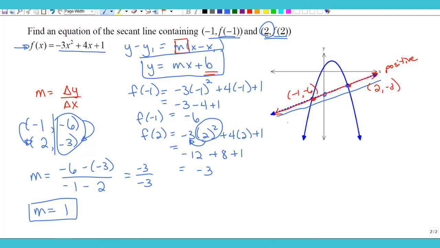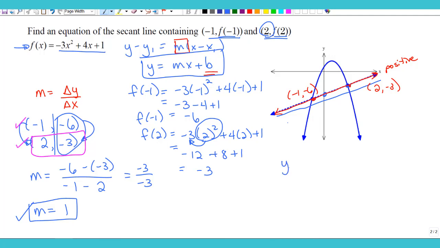Well, my point-slope formula says I need a slope and a point. Which point? Do I use this one or this one? It does not matter. Just pick. I think I'm going to pick this one. It has a few less negative signs.